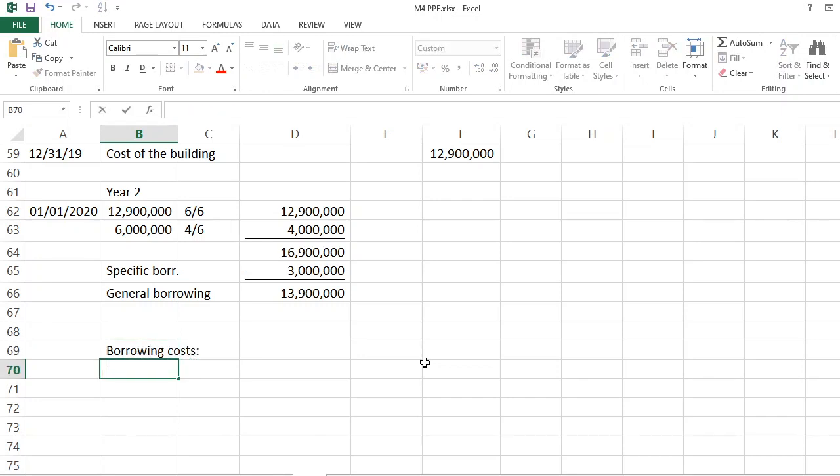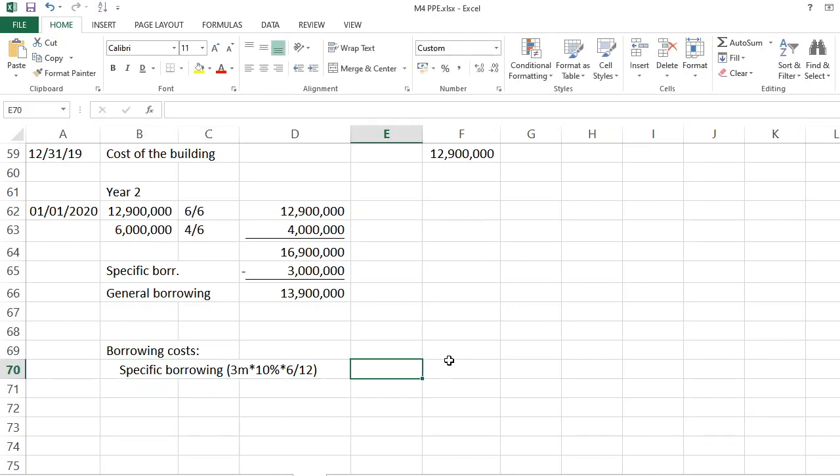Let's begin with specific borrowing. Ganun pa rin. On year 2, specific borrowing is 3 million. Kaya nga lang, since out of 12 months, nahuman nato siya within 6 months sa year 2, therefore, times 10% times 6 over 12. Kung pila lang siya ka months outstanding. Alright? So, that would be 300,000 times 6 divided by 12. Basically, that's 150.